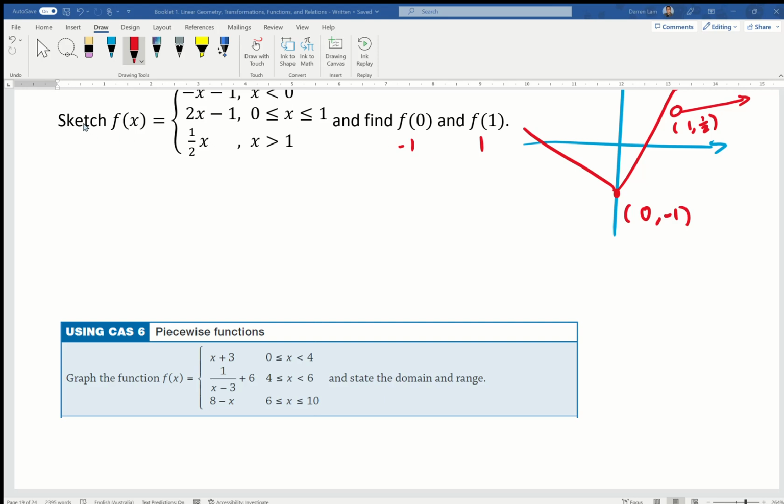And then I'm going to put in my last one, which is just 8 minus x, sorry. And that exists between 6 and 10. I'll give you a little bit of time to type that down.